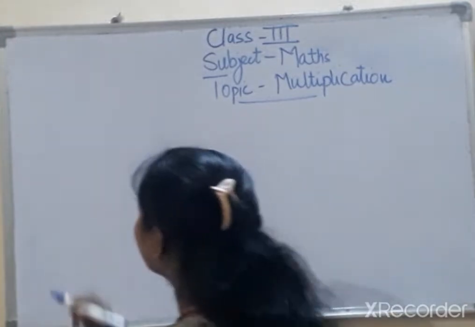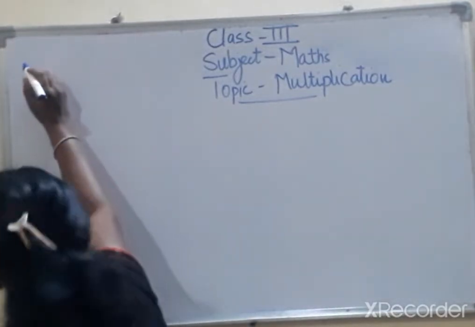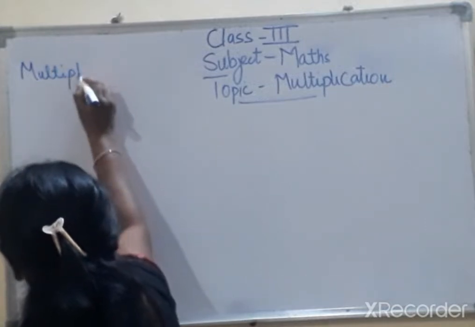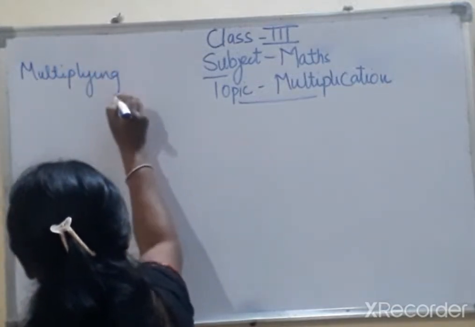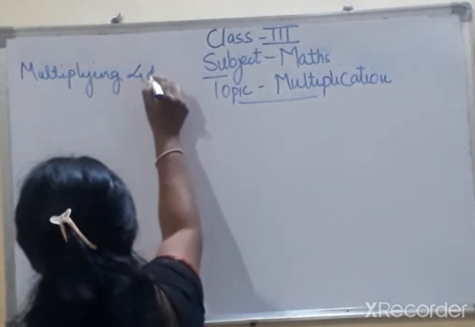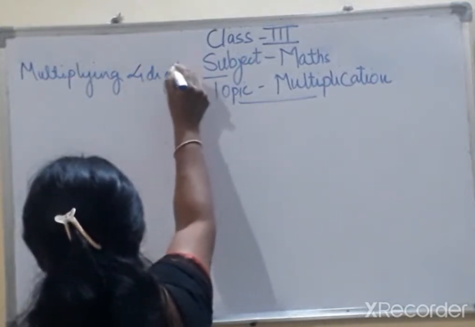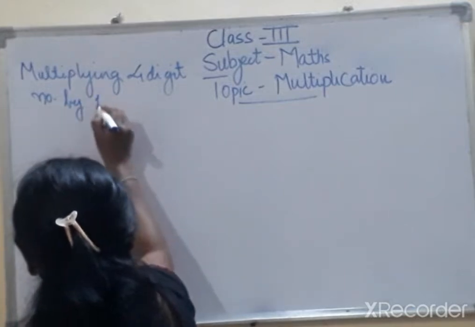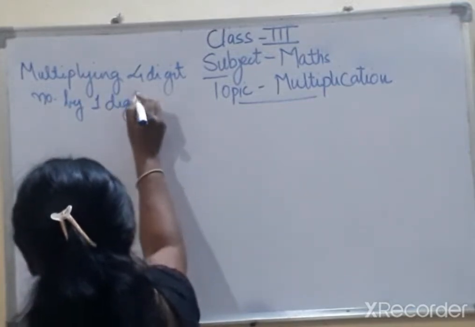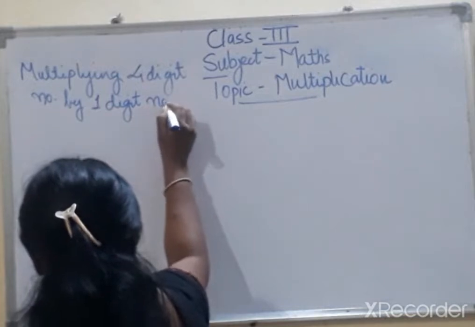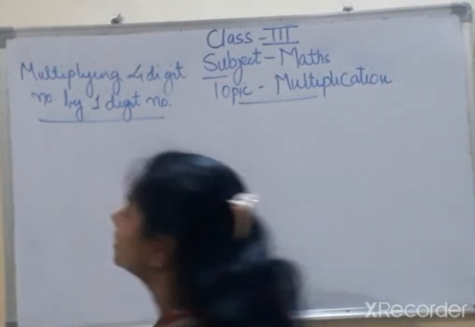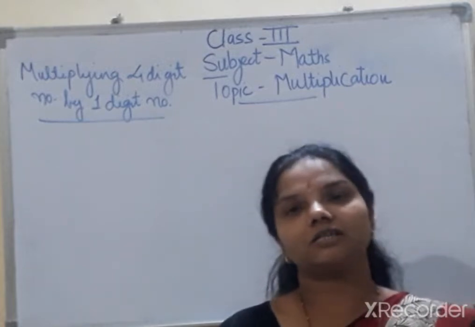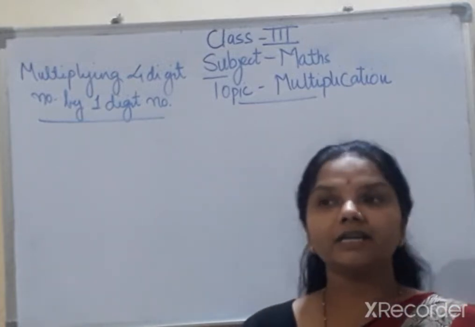So today's topic, that is multiplying a 4-digit number by 1-digit number. Okay, so it is same as we multiply a 3-digit number by 1-digit number.